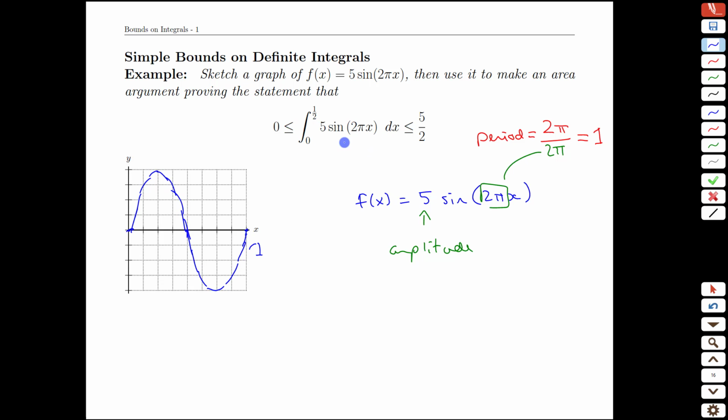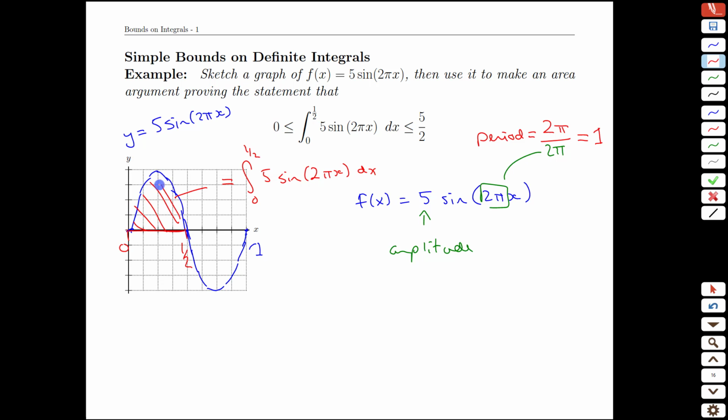Then we can take a look at the question here. Can we use an area argument to prove the statement that when we integrate this function, so this is the graph we have sketched, that's our integrand, and then we're going to integrate that, notice the interval from 0 to 1/2. Well, we're talking then about this region here. That is the exact value of the integral from 0 to 1/2 of 5 sine of 2 pi x dx. Well, can we say it's larger than 0?